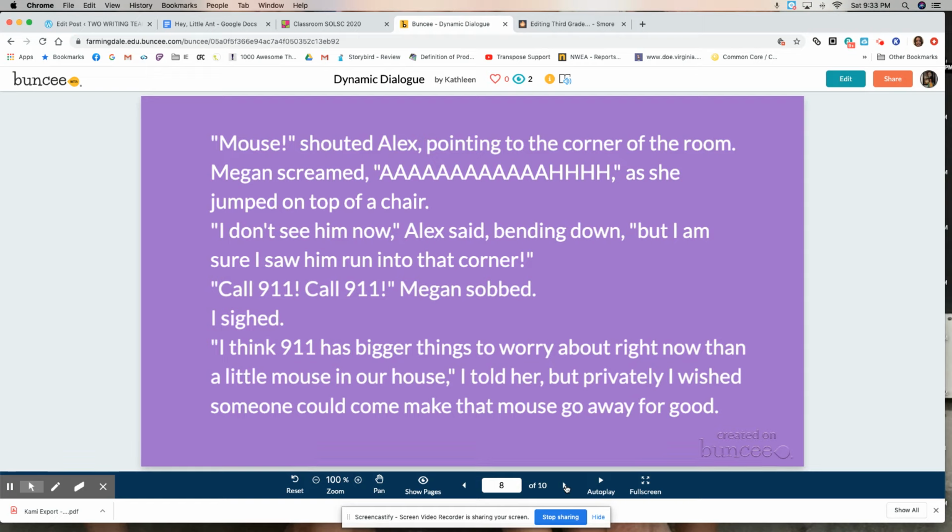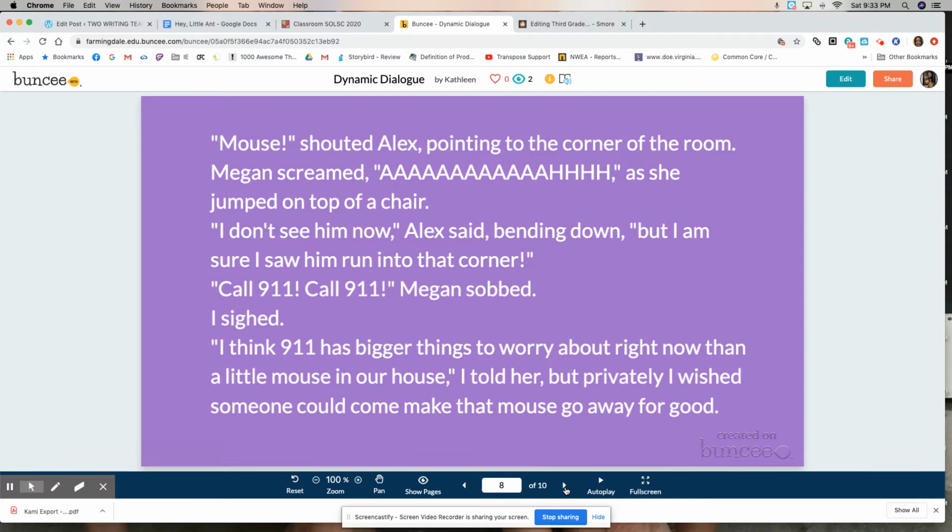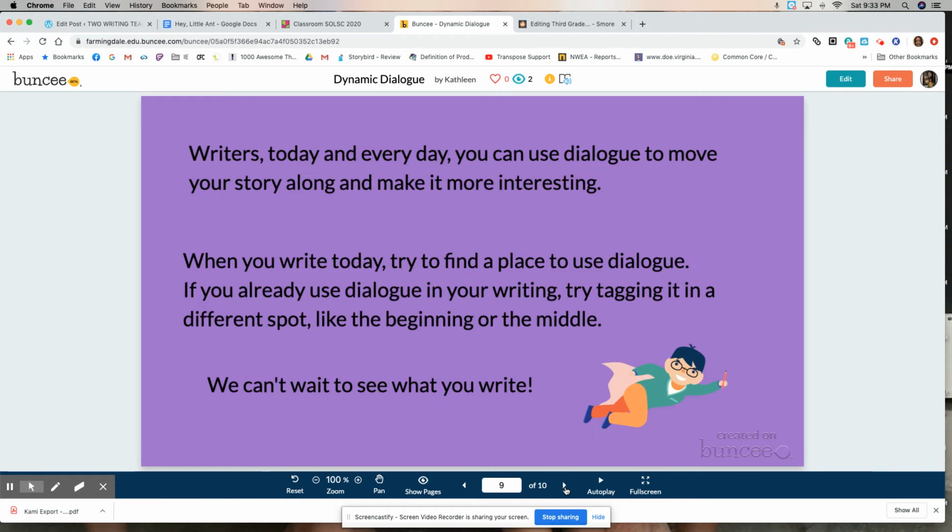Okay, so it's the same story, really, as you saw over here, but you can notice how dialogue brings you right into the action and helps you move through the story in a more fun way. So writers, today and every day, you can use dialogue to move your story along and make it more interesting. When you write today, try to find a place to use dialogue. If you are already using dialogue in your writing, try tagging it in a different spot, like maybe the beginning or the middle. We cannot wait to see what you write.